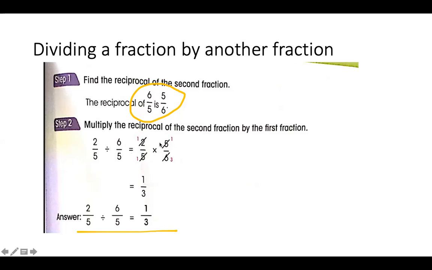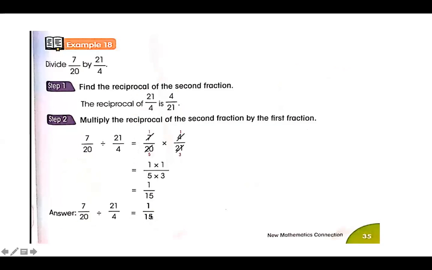Then you cancel out 2 and 6. It means you're going to reduce. Okay, what's their common factor? 2. 2 divided by 2 becomes 1. 6 divided by 2 becomes 3. This one is the same value, so cancel out, cancel out. It becomes 1, 1. So 1 times 1 is 1. 1 times 3 is 3. 1/3. Therefore, 2/5 divided by 6/5 is equal to 1/3.